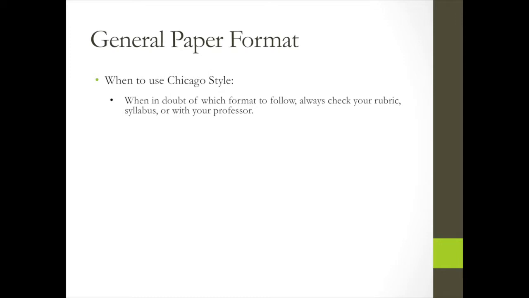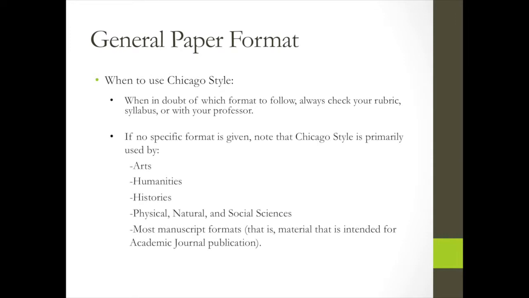And if you can't find in either a rubric or a syllabus the answer to what format you should be writing in, just check with your professor. If no specific format is given, or often professors won't have a preference, note that primarily these are the formats or disciplines that would use Chicago style: arts and humanities, histories, physical, natural, and social sciences. And then lastly, most academic journals require a Chicago format for material being submitted in its manuscript form that's intended for publication. So before submitting something for either peer review or publication in an academic journal, most commonly they require a Chicago style format.